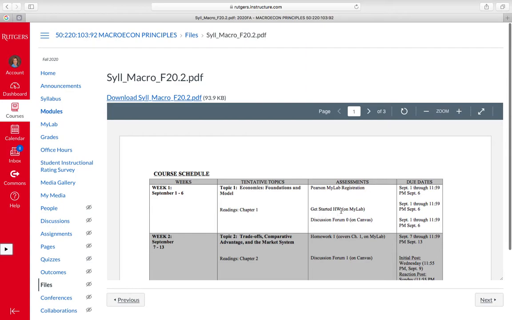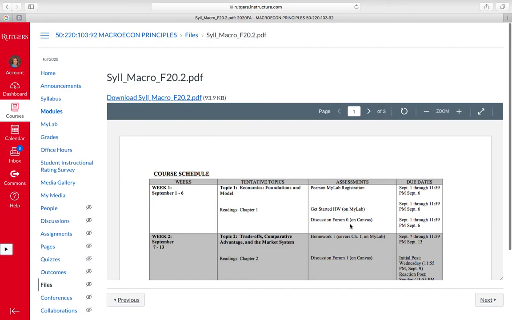The Get Started homework is a non-graded assessment that's just going to show you how to answer questions on MyLab. It's non-graded, but it's very helpful because it would show you, when it comes to the graded assessments, how you can submit your answers and click on each response or graph and so on.